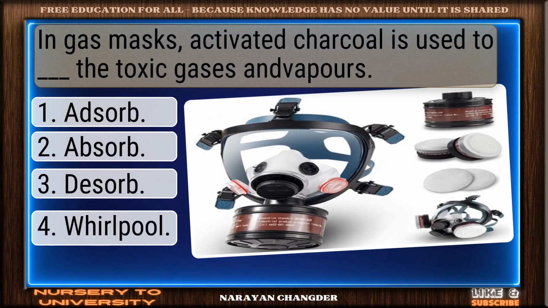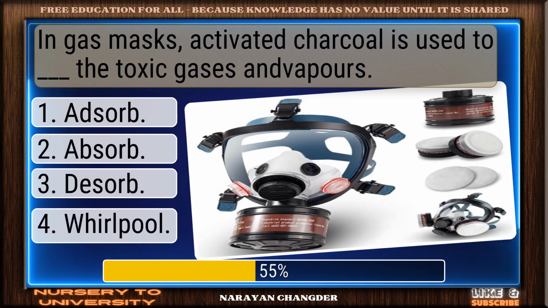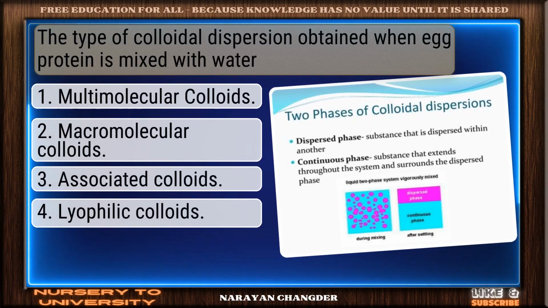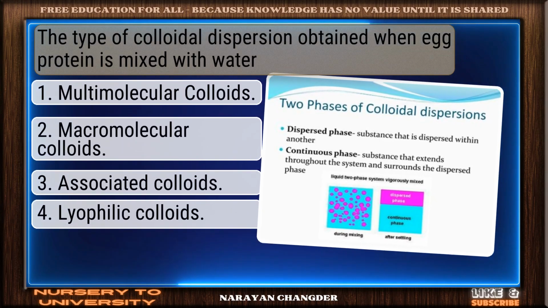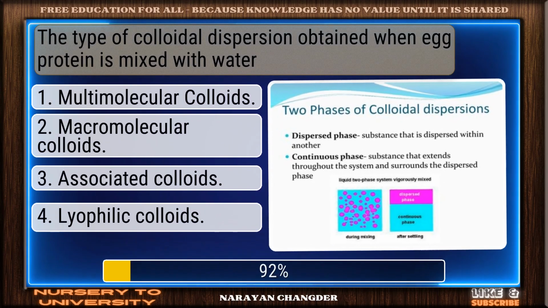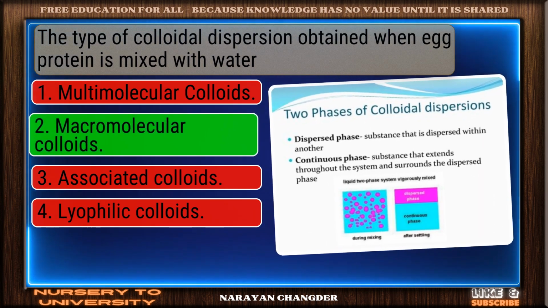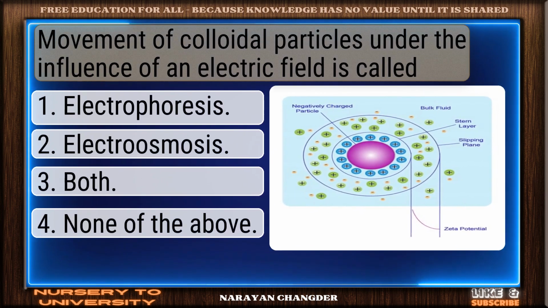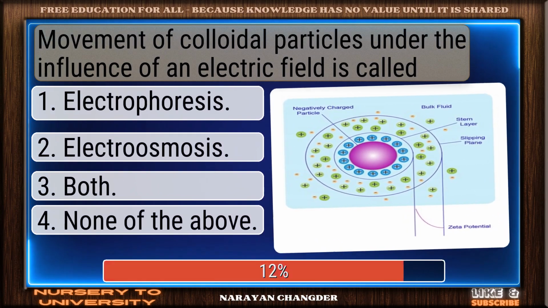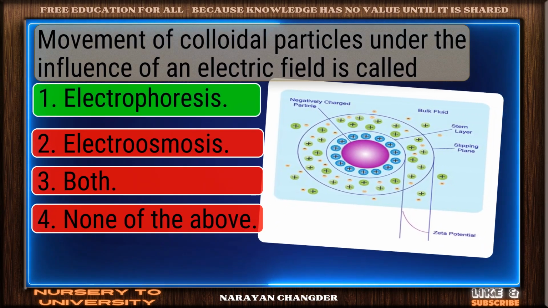In gas masks, activated charcoal is used to dash the toxic gases and vapors. You got it. Your choice, adsorb, is right. The type of colloidal dispersion obtained when egg protein is mixed with water. You chose macromolecular colloids, and it is correct. Movement of colloidal particles under the influence of an electric field is called... Exactly. Electrophoresis makes sense, and it is the right choice.